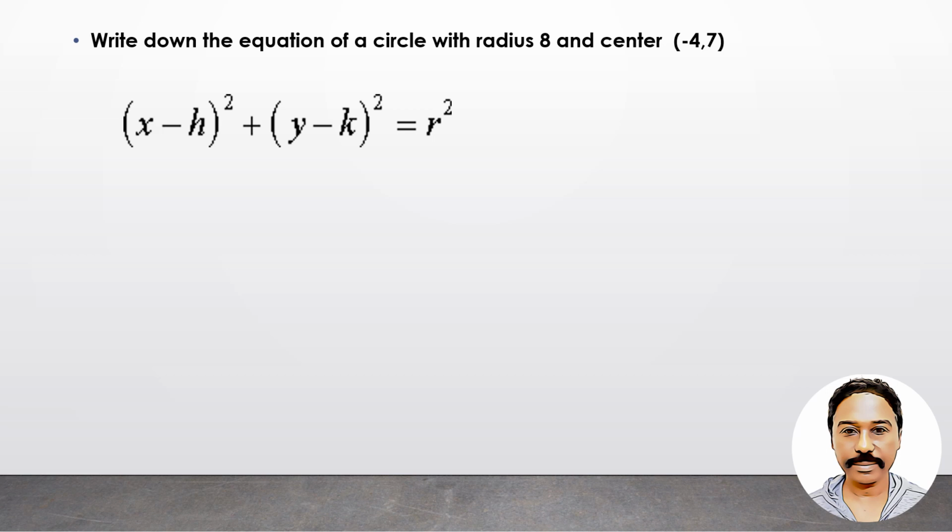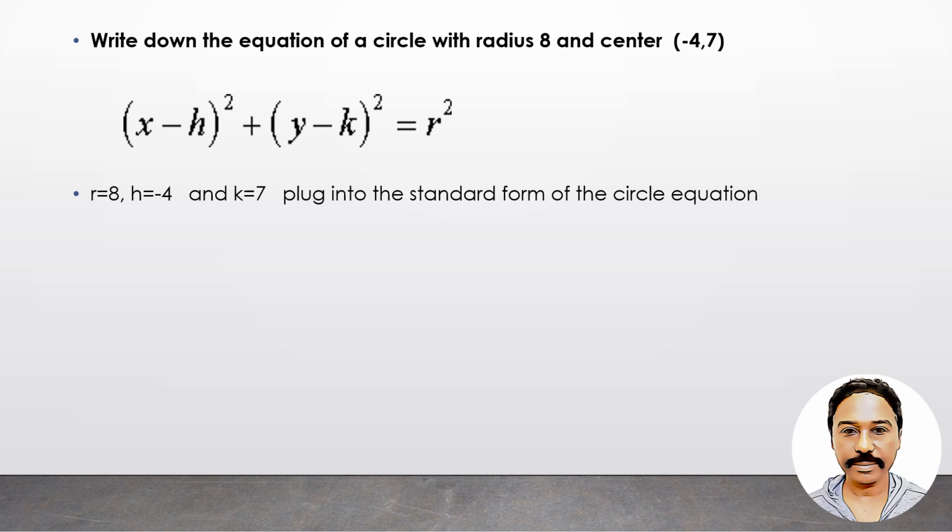We know that if we have to write down the equation of a circle with a radius of 8 and a center at minus 4 and 7, we have to use the formula (x minus h) squared plus (y minus k) squared, which is equal to r squared, where h and k are the coordinates of the center point, like minus 4 and 7 here, and r is the radius value. So we just plug in minus 4 and 7 in place of h and k, and we put instead of r the value 8, which is the radius, and we get the solution. So r is equal to 8, h is equal to minus 4, and k is equal to 7.